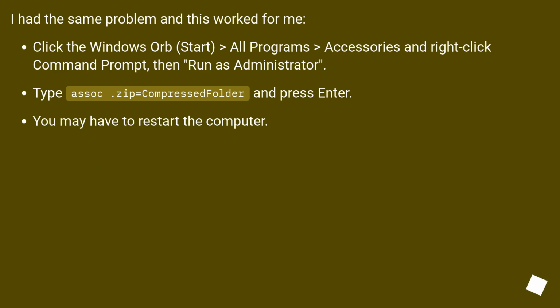I had the same problem and this worked for me. Click the Windows orb, Start, then All Programs, then Accessories, and right-click Command Prompt, then Run as Administrator. Type assoc .zip=CompressedFolder and press Enter. You may have to restart the computer.